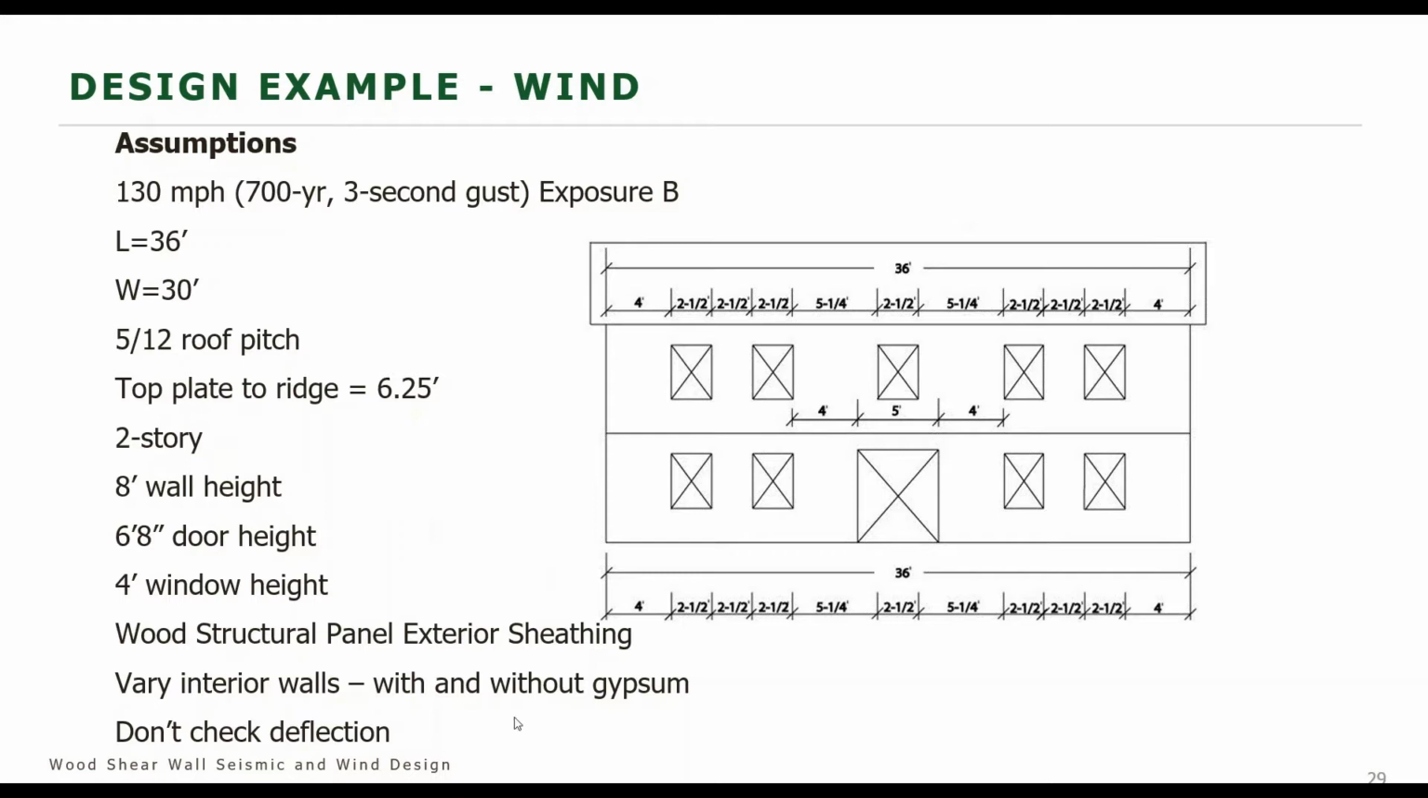We're going to check both with and without the contribution of the interior gypsum. Now, because this is a wind design, we are permitted by code to allow the gypsum to have some contribution in our shear wall design. That's something that we don't get to apply in a seismic design, but again, since this is a wind design, we do get to take advantage of that. And we're going to neglect deflection in this example.